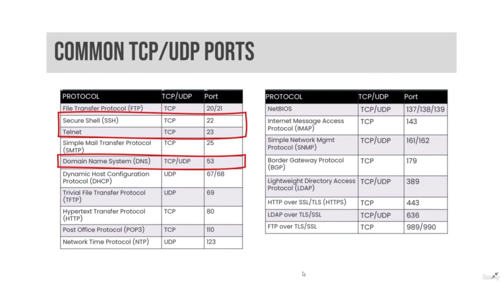Hypertext Transfer Protocol, or HTTP, transfers unencrypted web-based data. HTTPS, or Hypertext Transfer Protocol Secure, transfers encrypted web-based data via SSL/TLS. HTTP uses TCP port 80, and HTTPS uses TCP port 443. HTML, or Hypertext Markup Language, is used to display web content.